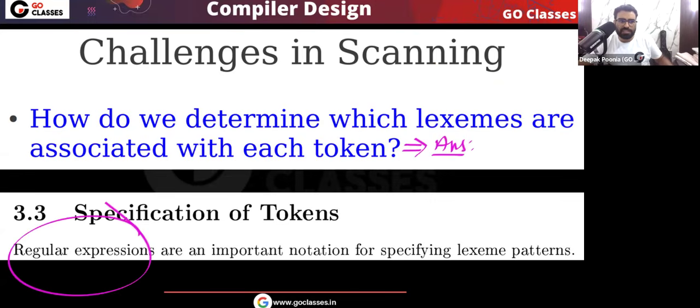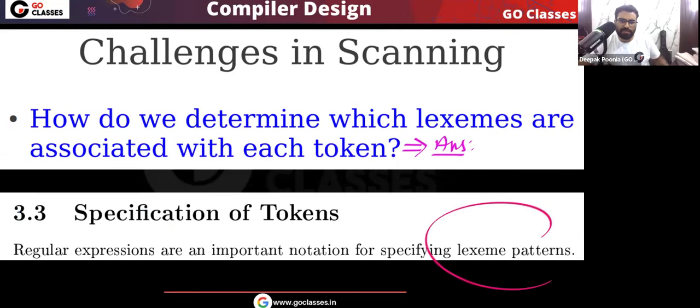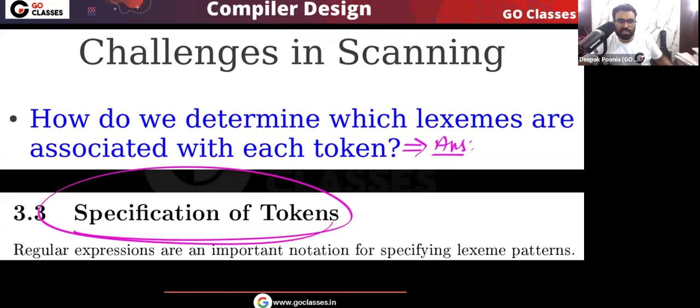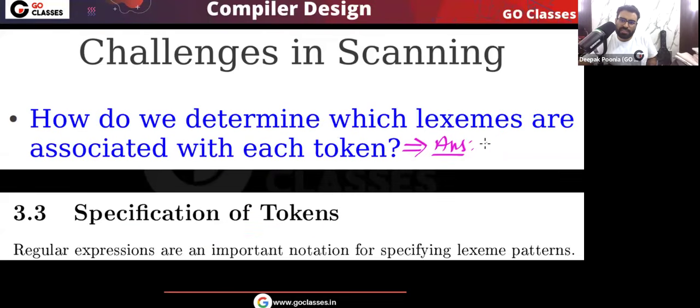Using regular expressions, we will specify the lexeme pattern corresponding to a token. So using the regular expression, we will specify the token. So the answer will be regular expressions. This is the answer to this question.